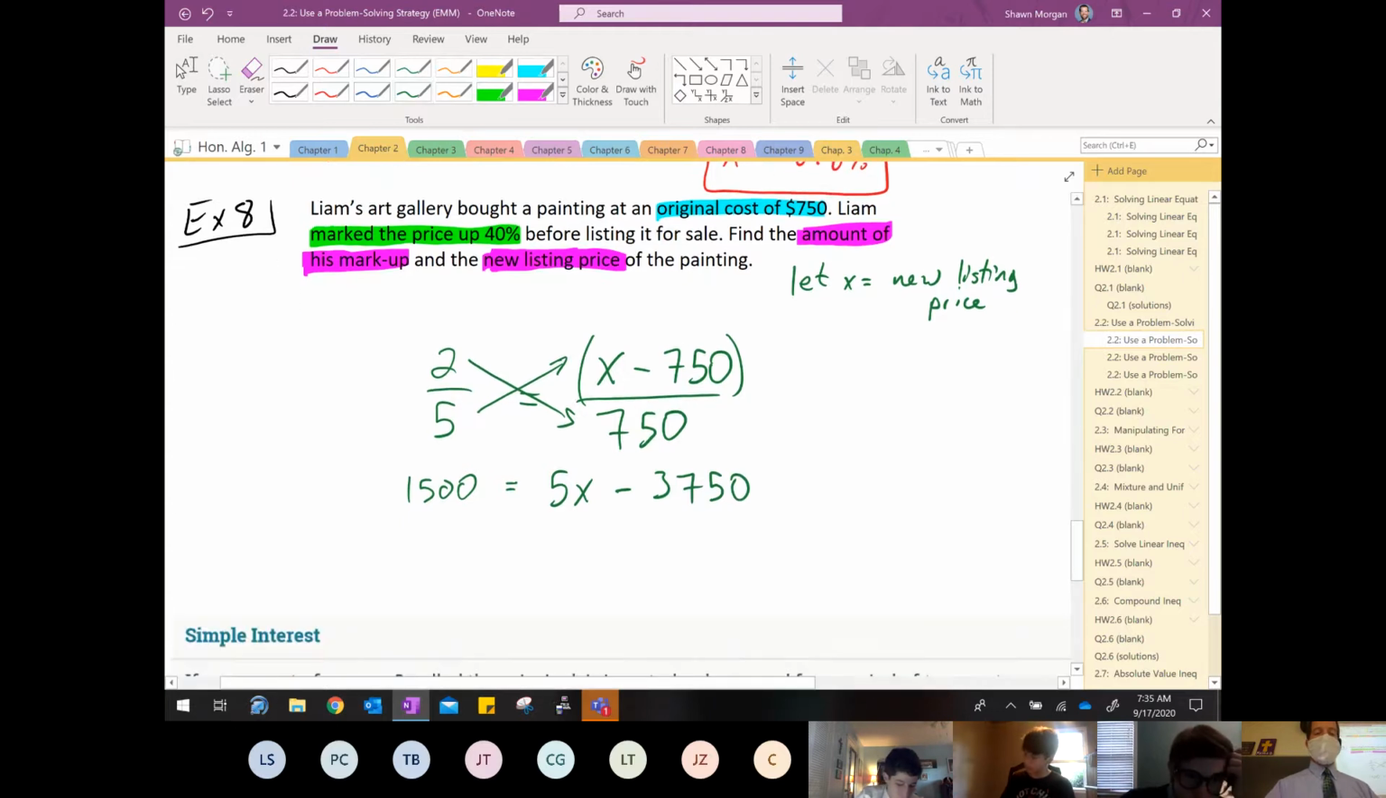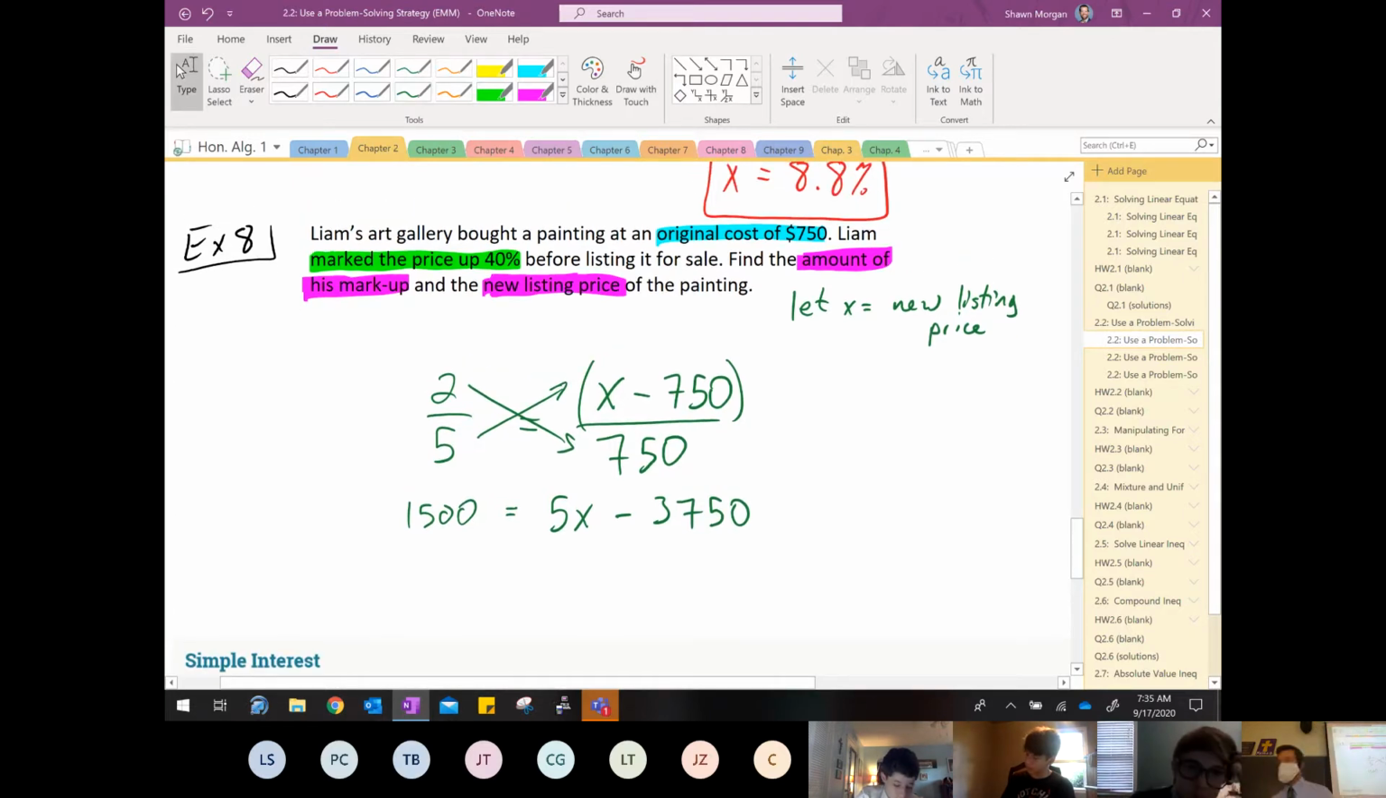Now, we've got an equation here which we could easily solve with 2 steps. Okay, so let's get Joe Edwards to tell me those 2 steps. You need to isolate the variable by adding 3,750 to 1,500 and then divide it by 5. Perfect. 3,750 and 1,500. So that's going to be 5,250. Is that right, you guys? Yeah. All right, and then we'll divide by 5.